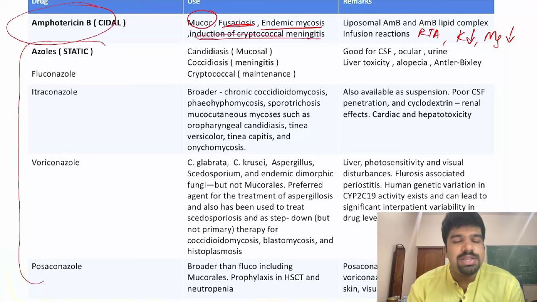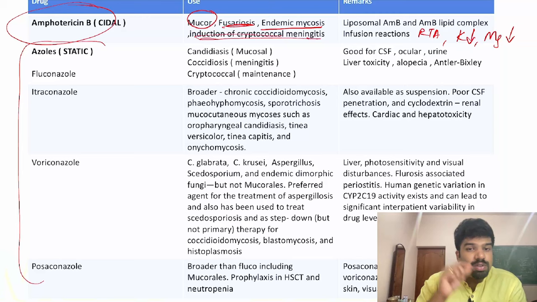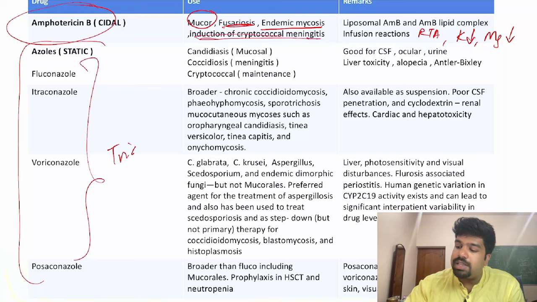So 14-demethylase is inhibited by azoles. Hence, it is called fungistatic. First one of it is fluconazole. This is one of the most important azoles. And all these azoles, mind you, these are triazoles.